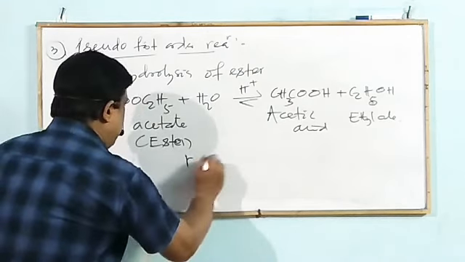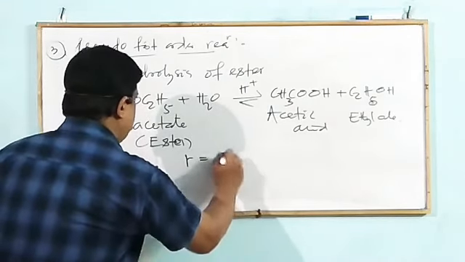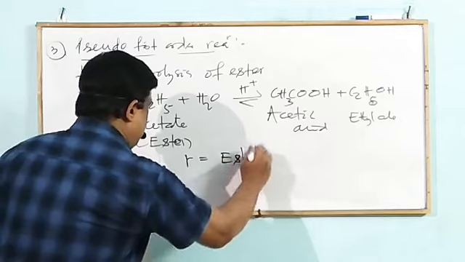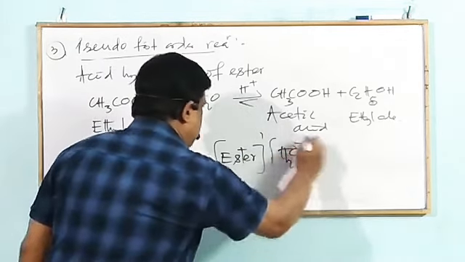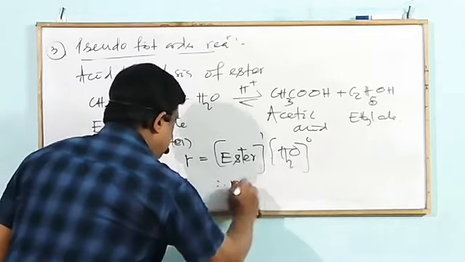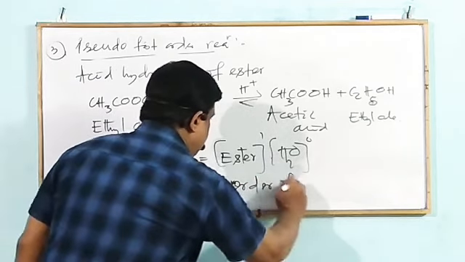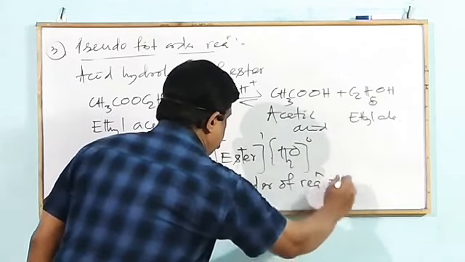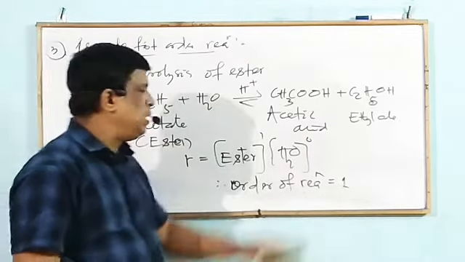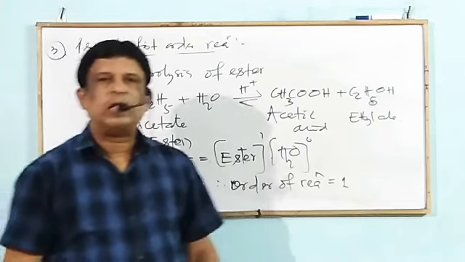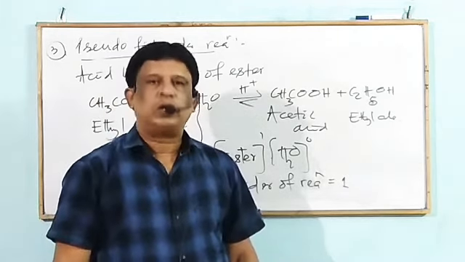Same reason is there. Here, according to the rate law expression, R is equal to, that is, ester to the power 1, water to the power 0, that is order of reaction is equal to 1. So it seems to be second order, but actually it is first order. That's why it is known as a false first order or pseudo first order.